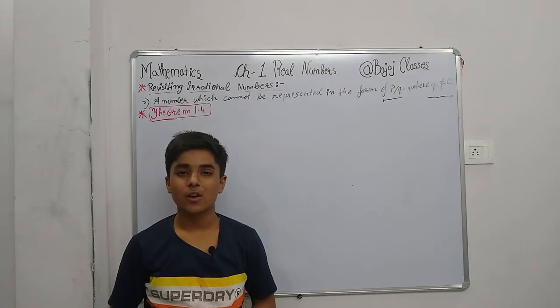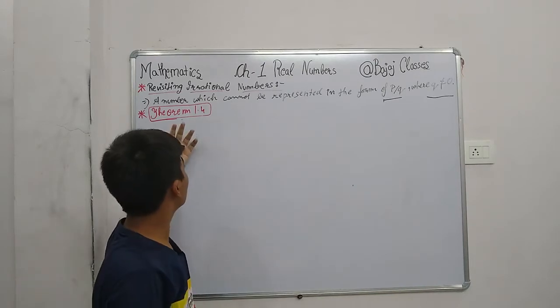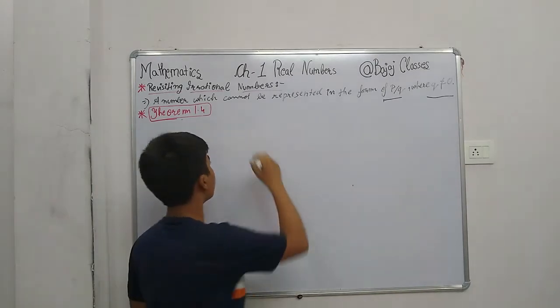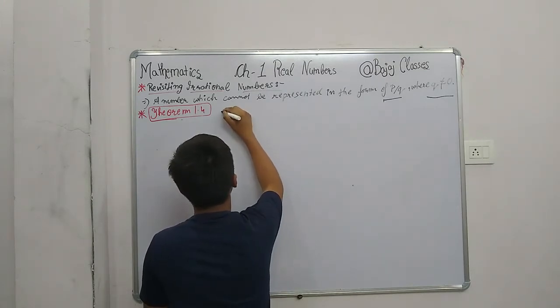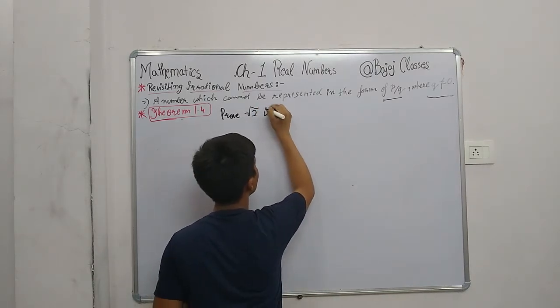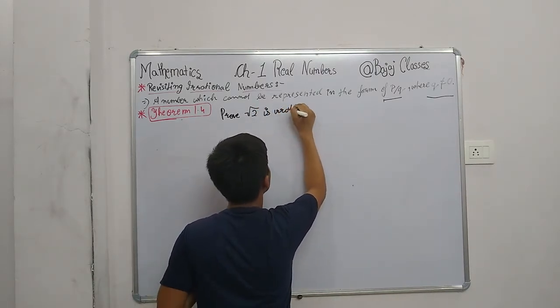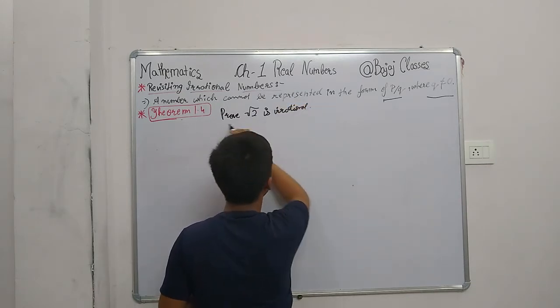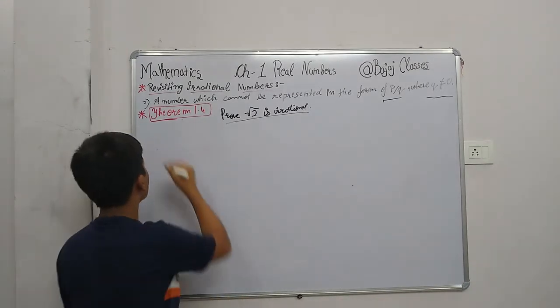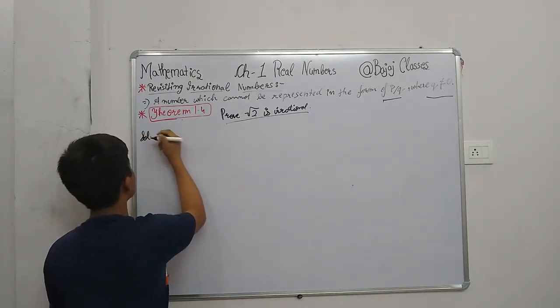Now guys, what we are going to do is prove theorem 1.4. What is theorem 1.4? Just that under root 2 is irrational. So we have to prove that under root 2 is really irrational. We know that, but we have to prove it. Now, the solution, or you can say the proof.